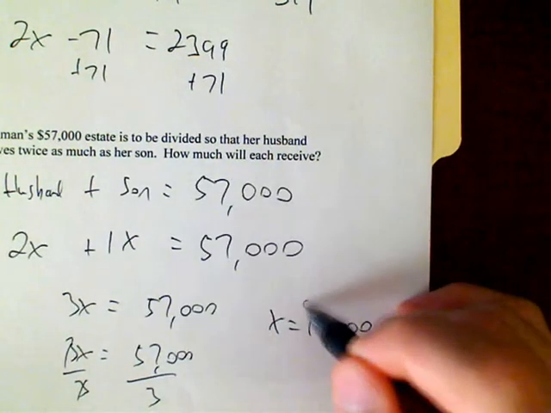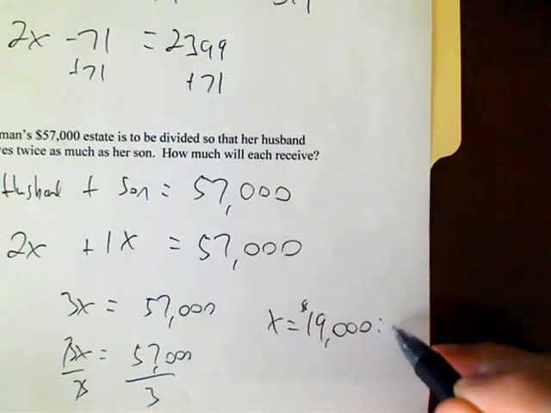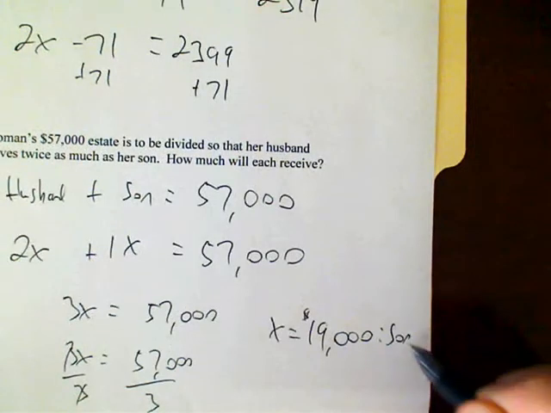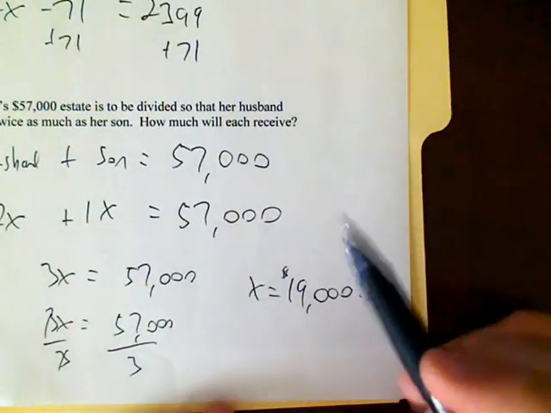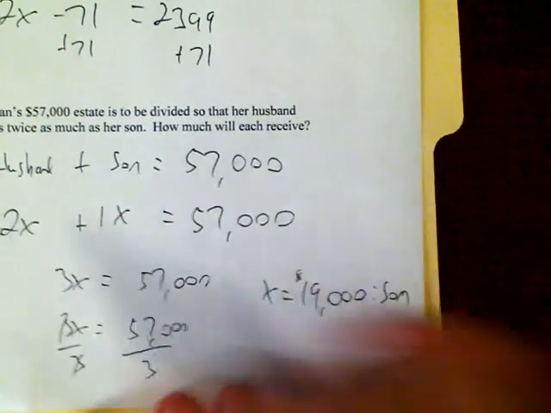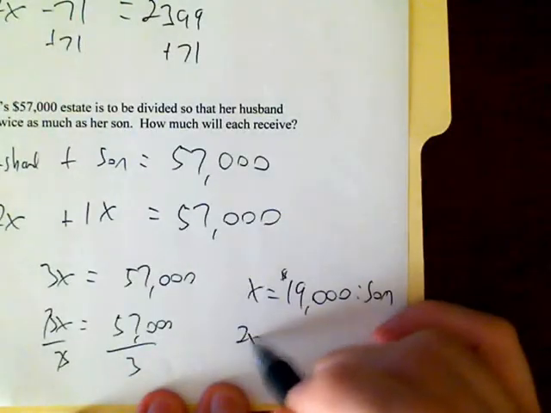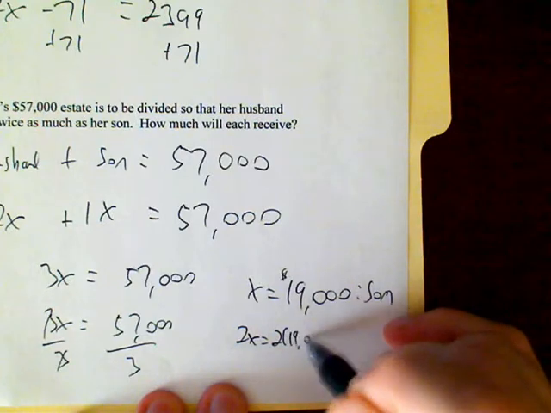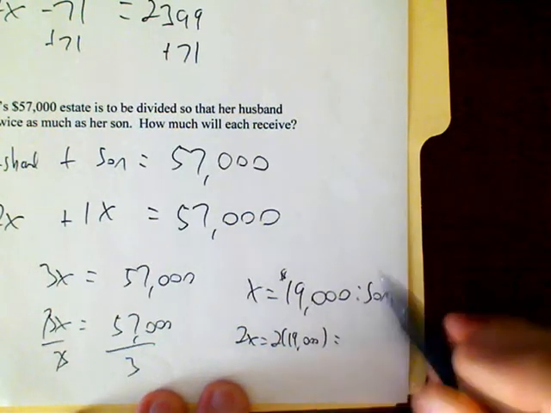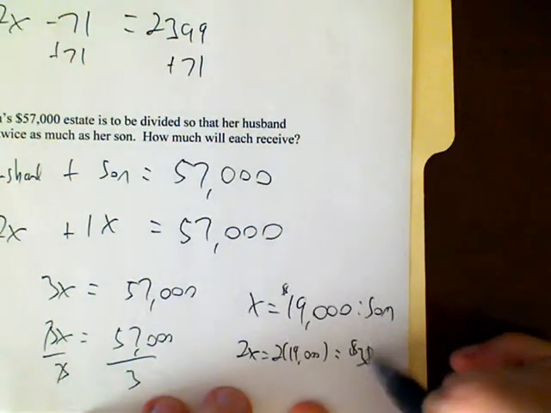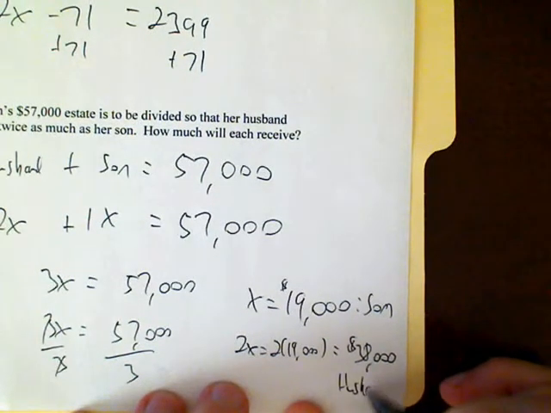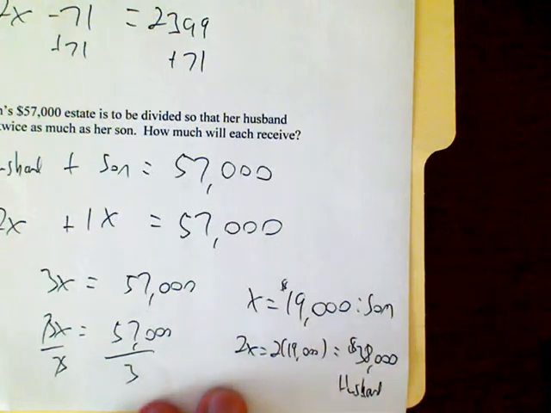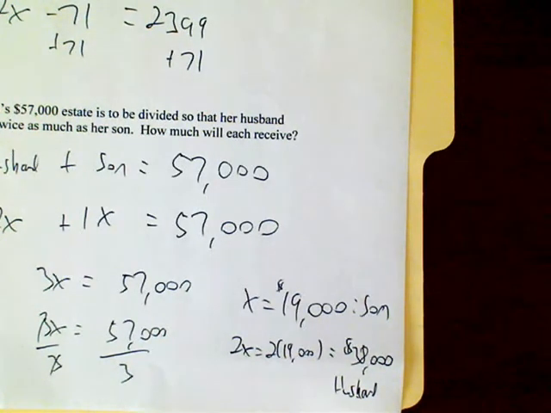Now the question is how much will each receive? Since x represents the son, this 19,000 is how much the son receives. To find how much the husband receives, he receives twice x. If we take 2x, that's 2 times 19,000, which is 38,000, and that's the husband's amount. So that just gives you an idea of how to do some more problems that are similar to these.